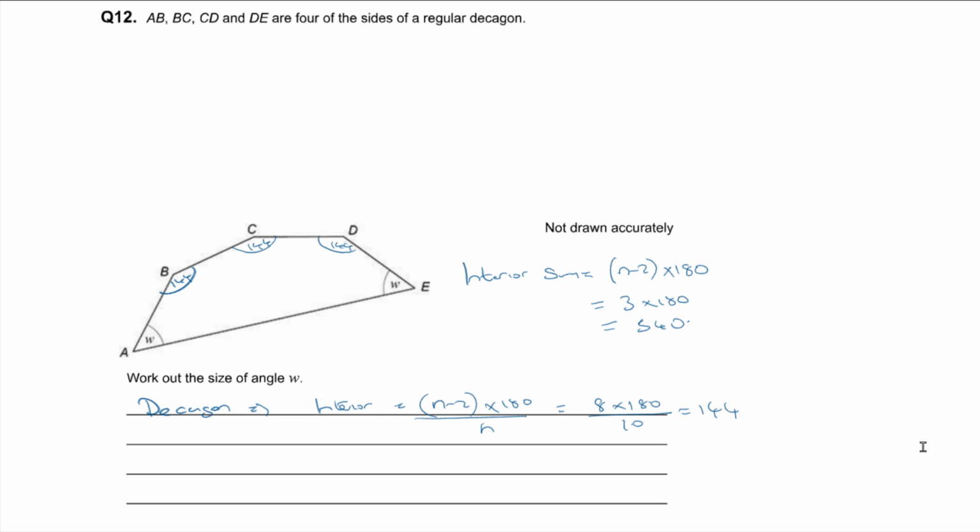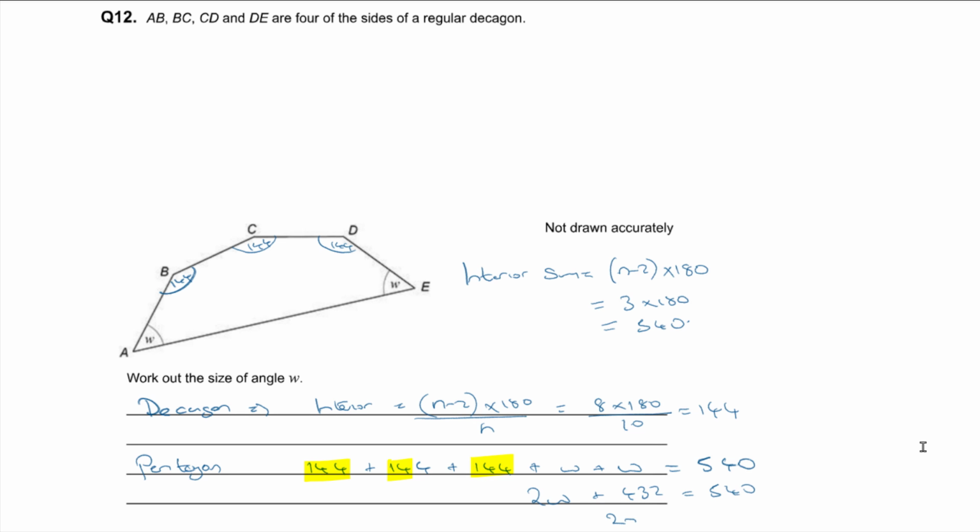So then I can say in the pentagon, the 5 angles should add up to 540, shouldn't they? So the 144 plus the 144 plus the 144 plus the W plus the W, they're my 5 angles, so they should sum to 540. So what are those 3 added together? 144 times 3, that's 432. So that means I've got 2W plus 432 is equal to 540.